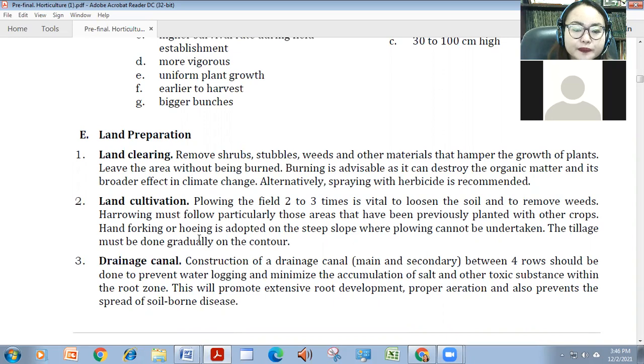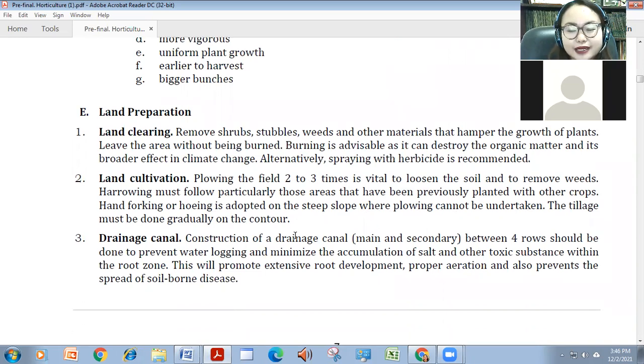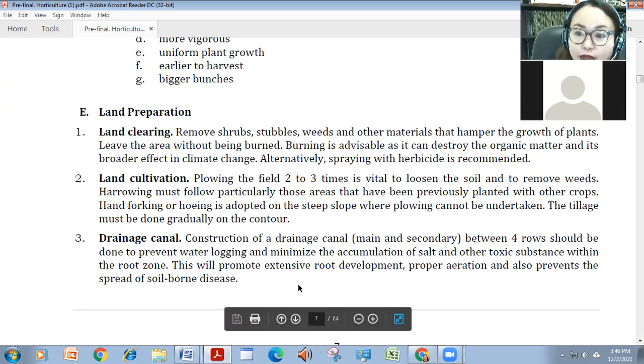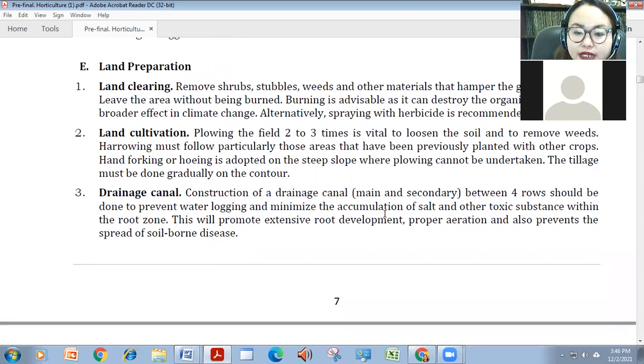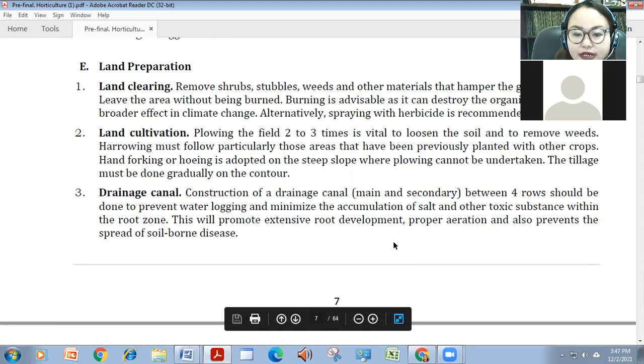mga weeds and harrow, hand fork or hoe, yung mga steep slope para level siya lahat, and the tillage also be done gradually sa contour. So that is to facilitate kasi hindi kasi shallow rooted lang yung banana, so hindi siya deep rooted, kaya kailangan din i-cultivate talaga yung land. And of course, you construct the drainage canal kasi like every between 4 rows, no, para ma-prevent ang waterlogging and minimize also accumulation ng salt and other toxic substance sa root zone, and promote extensive root development, aeration, and also prevent the soil-borne diseases.